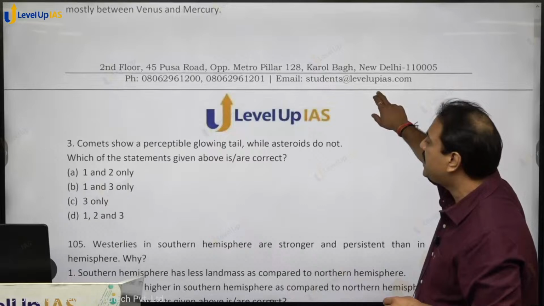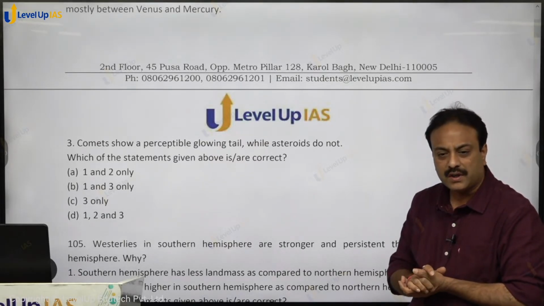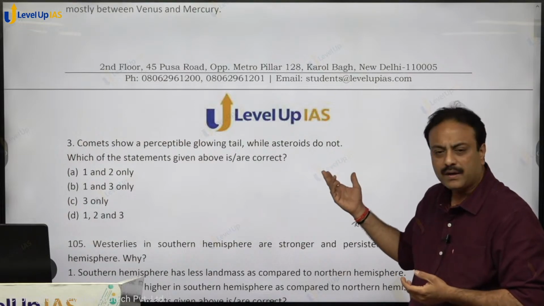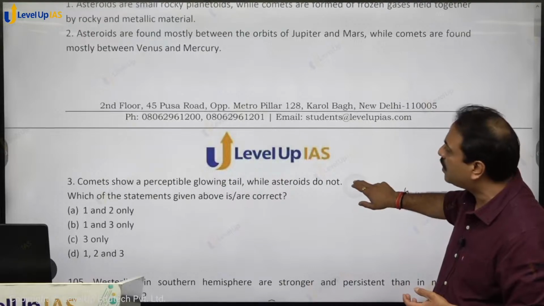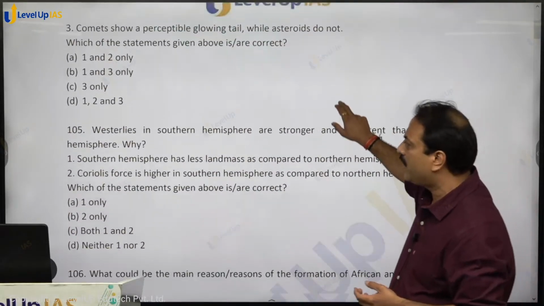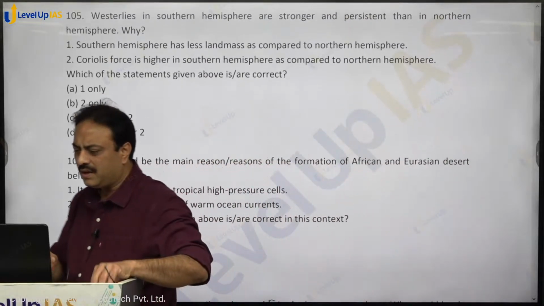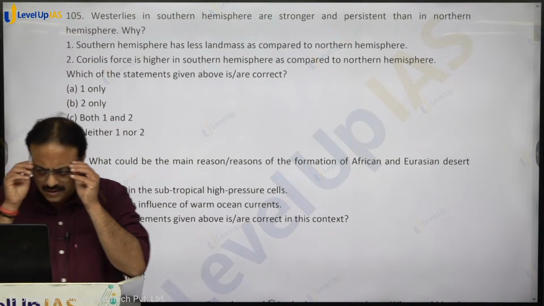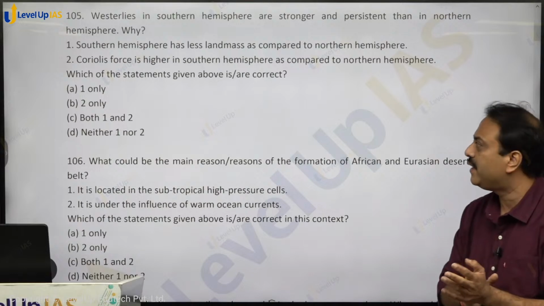Statement 3. Comets show a perceptible glowing tail while asteroids do not. That is a very common phenomenon for comets. So statement 1 is correct. Statement 2 is wrong. Statement 3 is correct. So 1 and 3 only, option B, B for boy, shall be the right answer to this particular question. Next is question number 5.